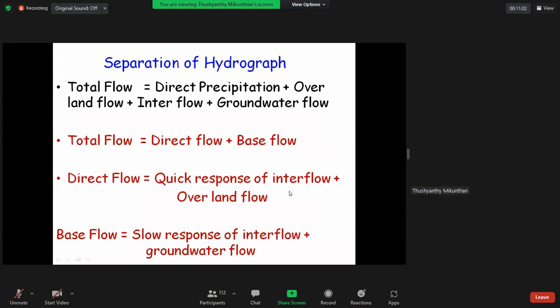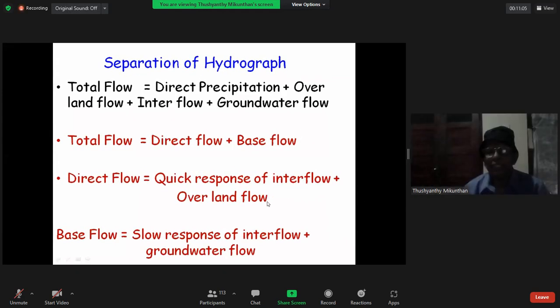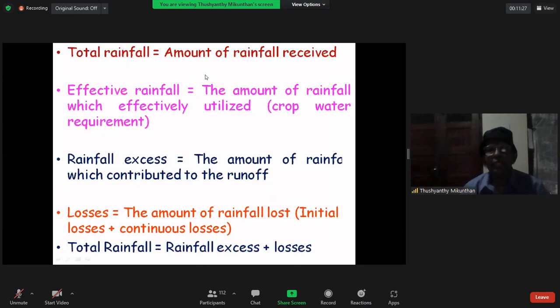Sorry for the interruption of my internet. So these are the 4 equations, or mainly we are using total flow, direct flow plus base flow. So any clarification? Okay, I will continue from there.